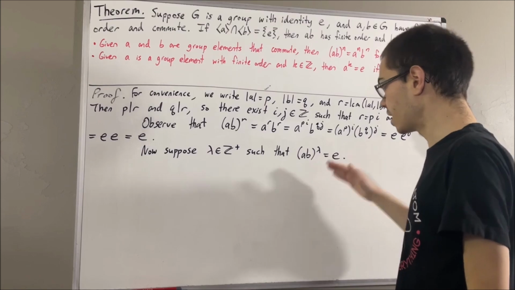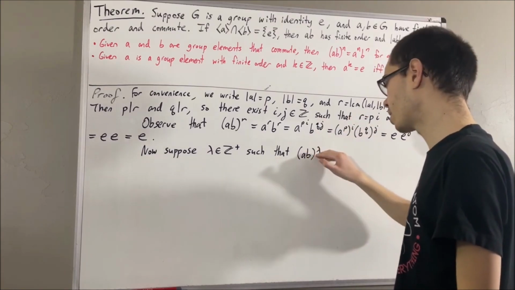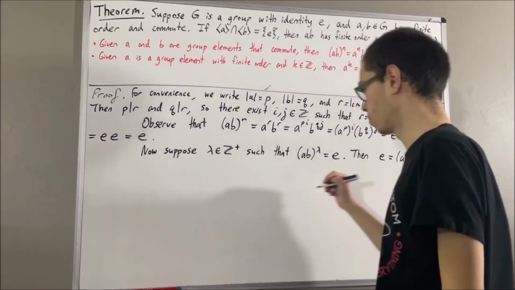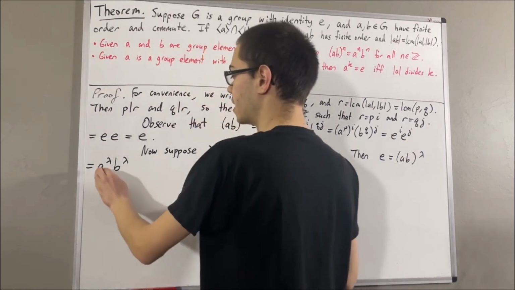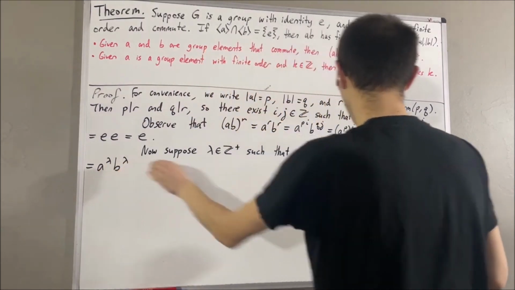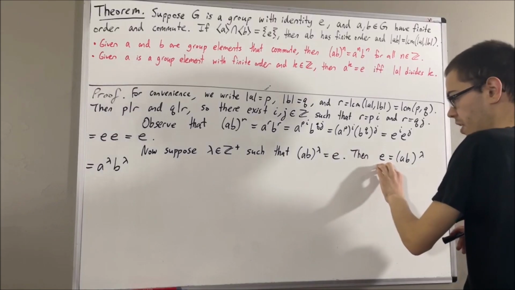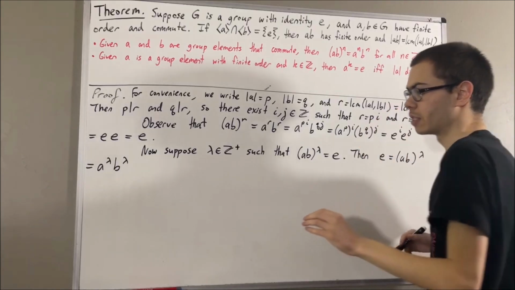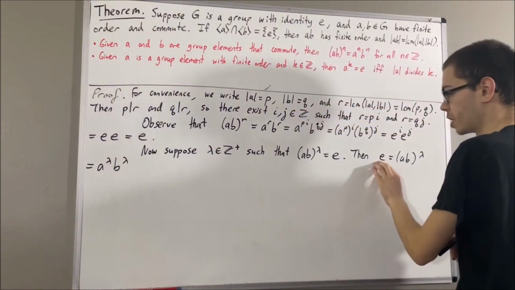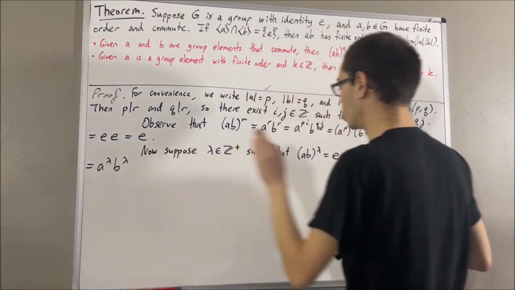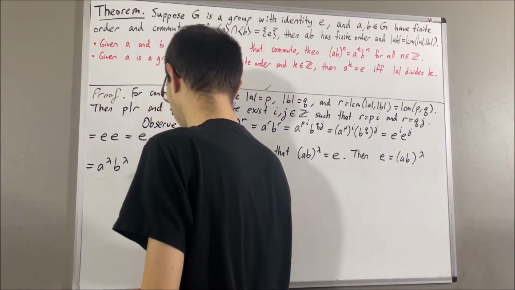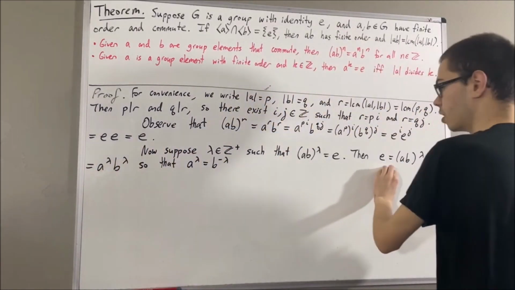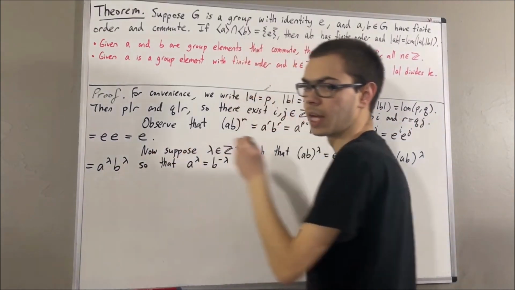Now, since A and B commute, we know that AB to the power of lambda is equal to A to the power of lambda times B to the power of lambda. So we have that A to the power of lambda times B to the power of lambda is equal to the identity. Now notice, if we take this equation and multiply B to the power of negative lambda on the right side of both of these expressions, we're going to get A to the power of lambda is equal to B to the power of negative lambda. And if we multiply A to the power of negative lambda on both sides, we get B to the power of lambda is equal to A to the power of negative lambda.